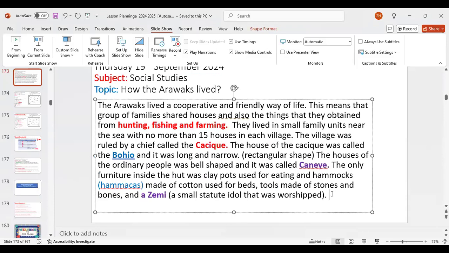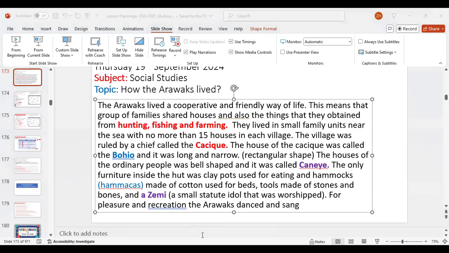So they also had pleasure and recreation. Recreation means just play. The Arawaks danced and sang, and they drank an intoxicating agent. So for recreation and pleasure, the Arawaks danced and sang and drank an intoxicating drink.